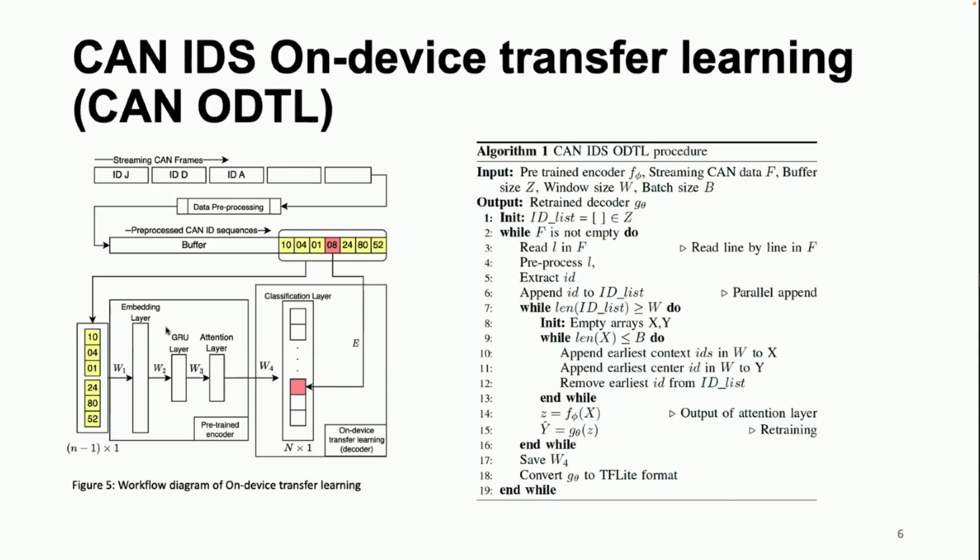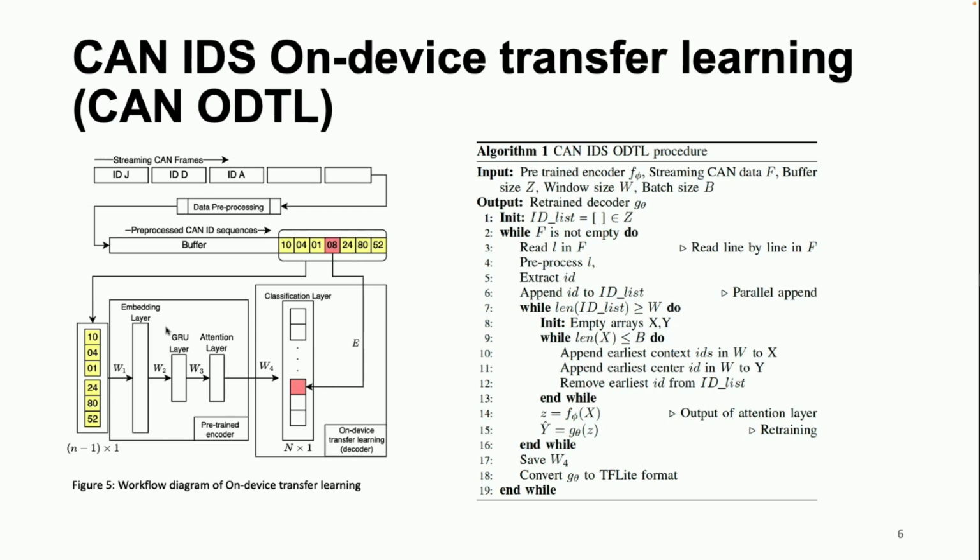In this research, we propose an on-device transfer learning approach to retrain a one-class classification-based intrusion detection system. The main idea here is to train the model to predict the center ID given the context from both sides of the center ID. We refer to this as pre-context and post-context. Once trained, an incorrect prediction can be identified as an anomalous frame.